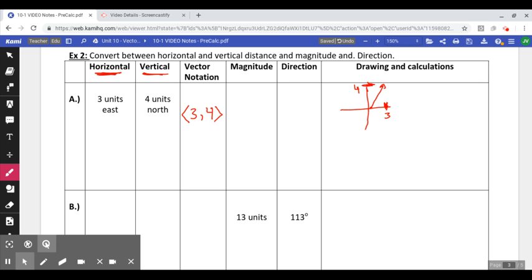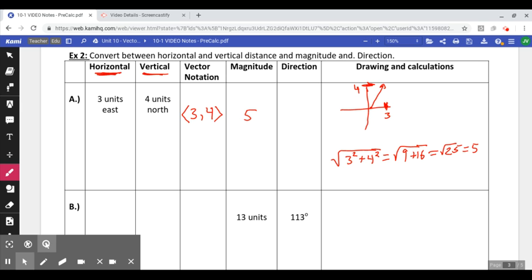Now we want to find the magnitude. To find the magnitude of this vector, we're going to take the square root of each component squared. So the x component and the y component. Those are the legs of that right triangle. So we've got 9 plus 16 here. And the square root of 25 then is equal to 5. So that's our magnitude right here.